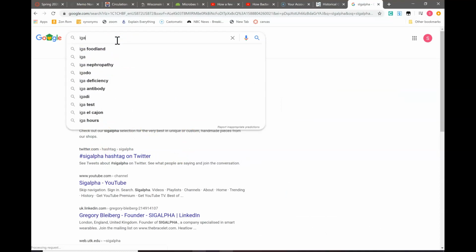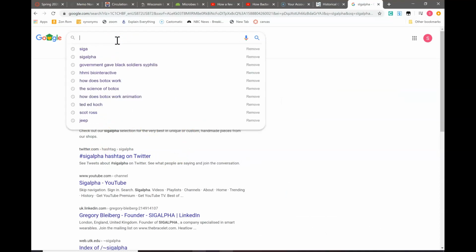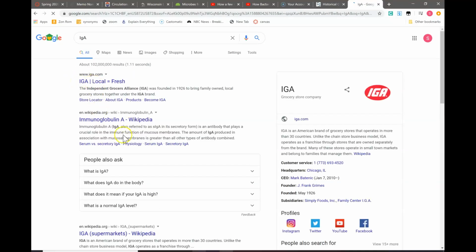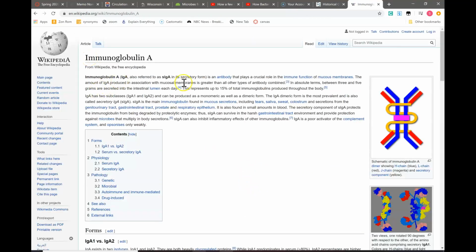All right, IgA. IgA, immunoglobulin. Oh, secreted. I think I just saw it right there. Yes, yeah, secreted. Yeah, that's what I thought. Secreted form. So basically, in the mucosa, which is its predominant form, right?